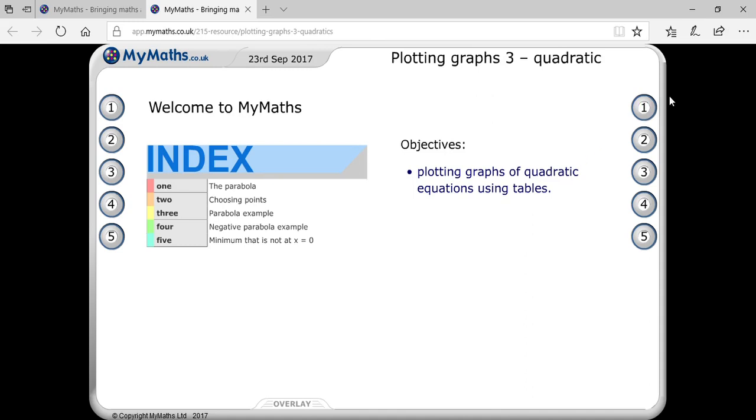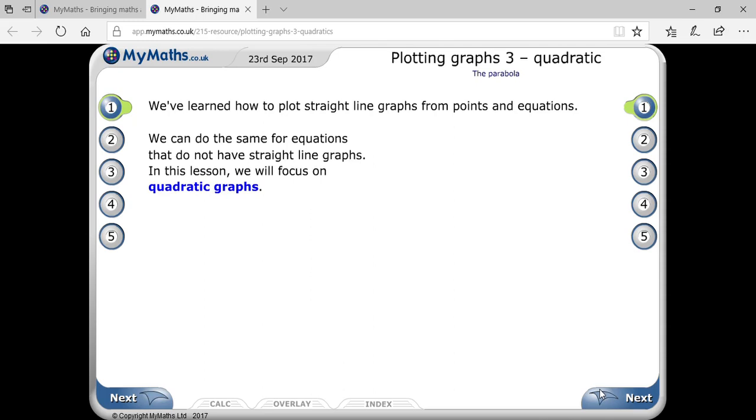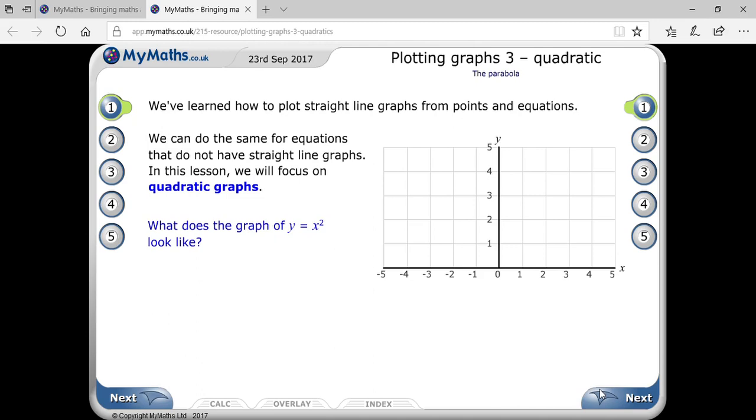Let's see what is here. We have learned how to plot the straight line graphs for the points of equations. Next, we can do the same for the equations that do not have a straight line graph. In this lesson, we will focus on quadratic graphs. Suppose that y equals x square. As I explained to you, a quadratic equation has maximum power 2.